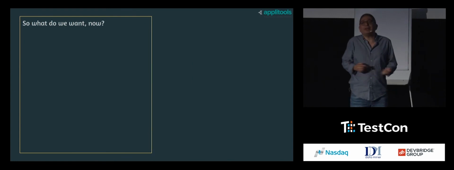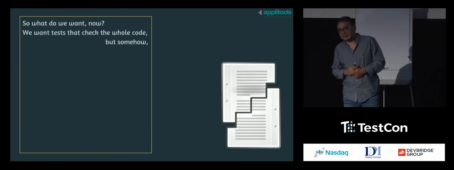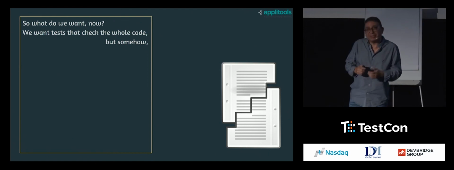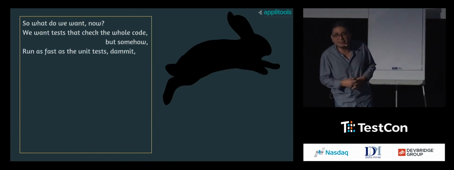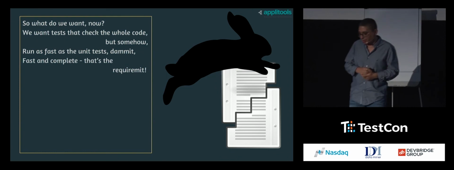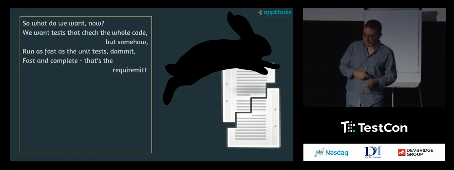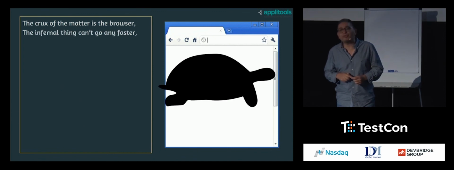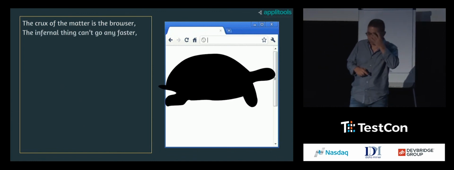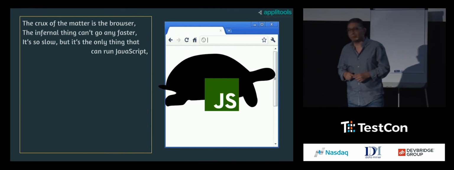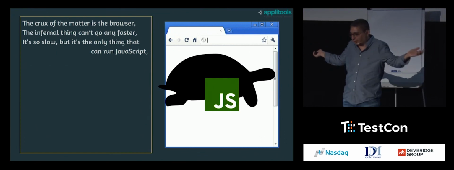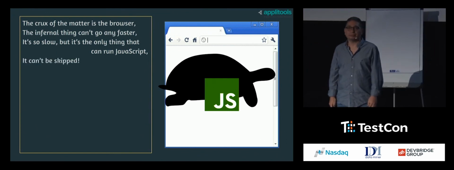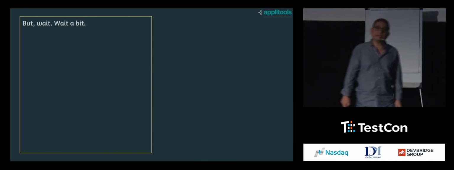So what do we want now? We want tests that check the whole code, but somehow run as fast as the unit tests. Fast and complete, that's the requirement. The crux of the matter is the browser. The infernal thing can't go any faster. It's so slow, but it's the only thing that can run JavaScript. It can't be skipped. But wait a bit.